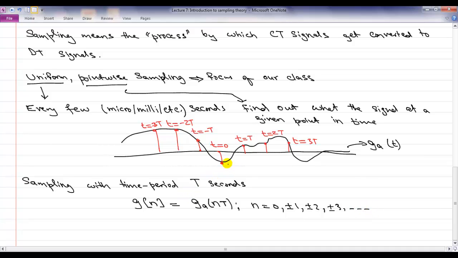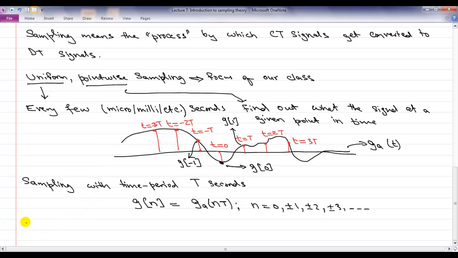Okay. So for example, whatever is this value, this is g[0]. And this value is g[1]. Similarly, this value is g[-1]. So you read those values and you put them into a sequence.